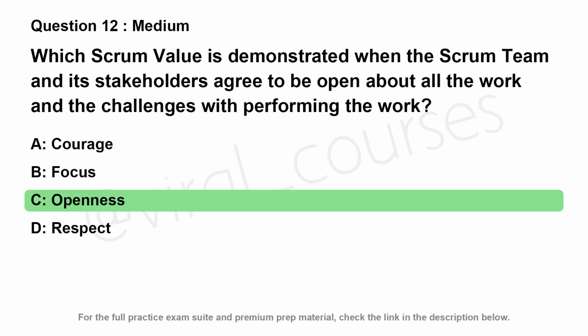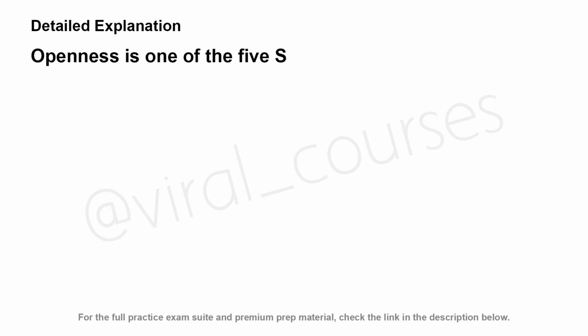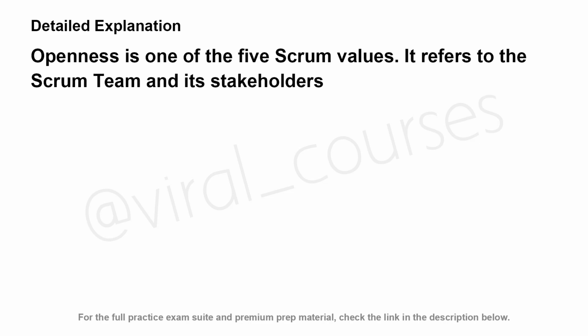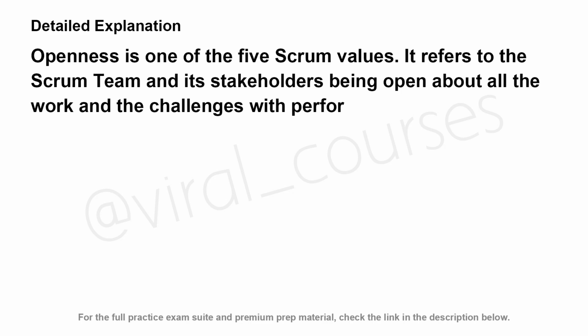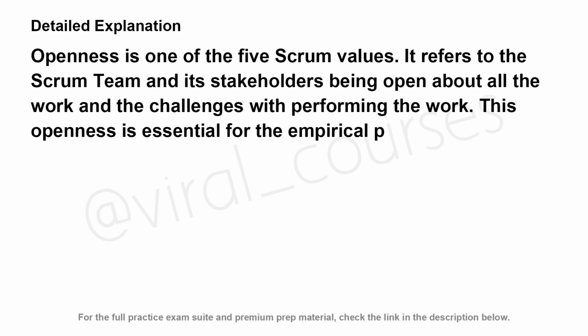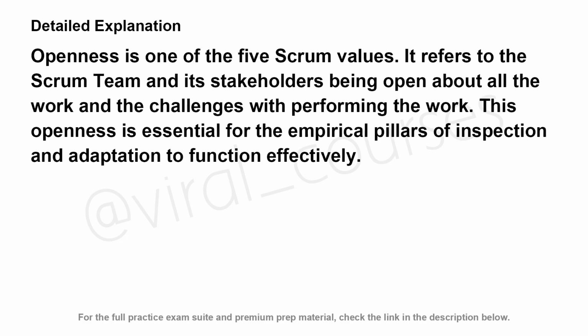The correct answer is C. Openness is one of the 5 Scrum values. It refers to the Scrum team and its stakeholders being open about all the work and the challenges with performing the work. This openness is essential for the empirical pillars of inspection and adaptation to function effectively.